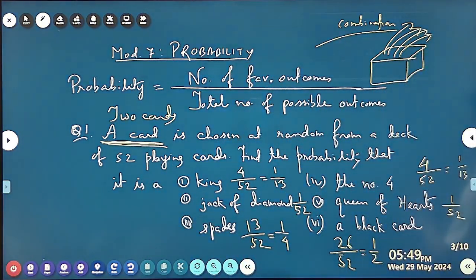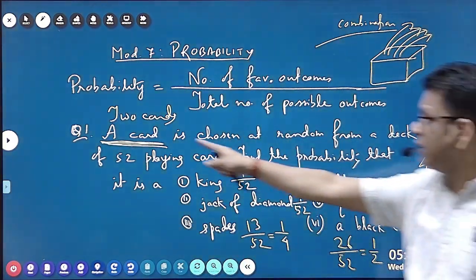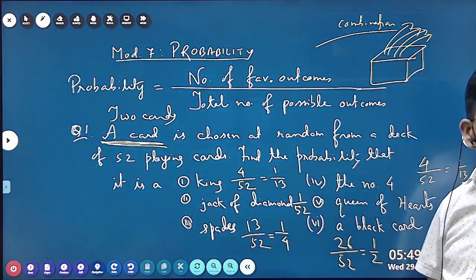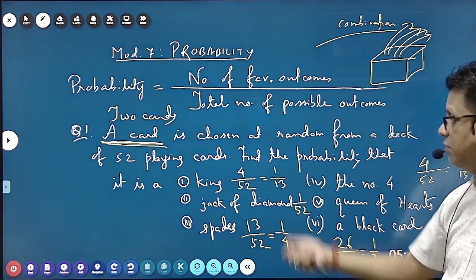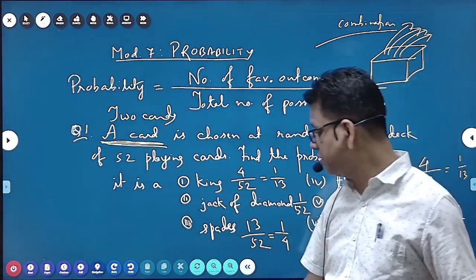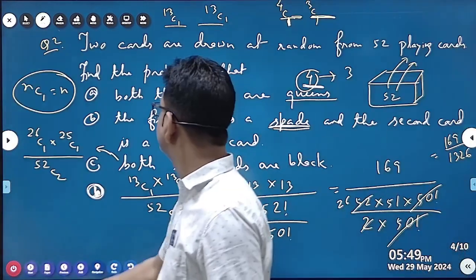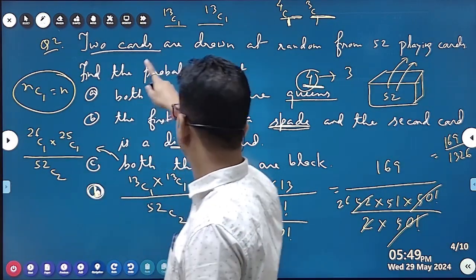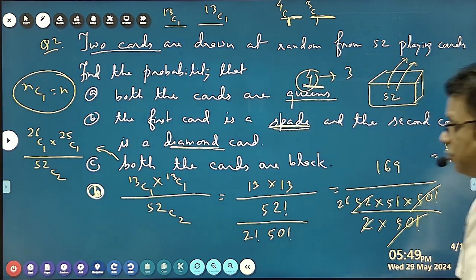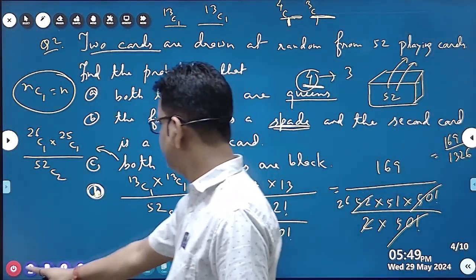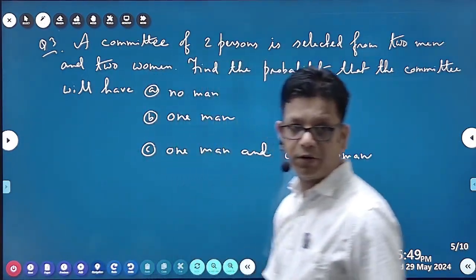If one card is taken, then fine, a card was taken, so no combination and all. Now when more than one thing is taken, then we should go for 2 cards, 3 cards. The last question was for 2 cards, yes or no? I told you, if 3 cards, then you take 52C3. So if more than one is considered, you should always go by combination.